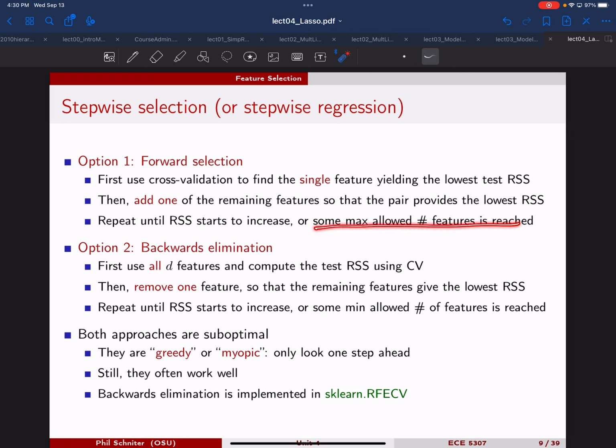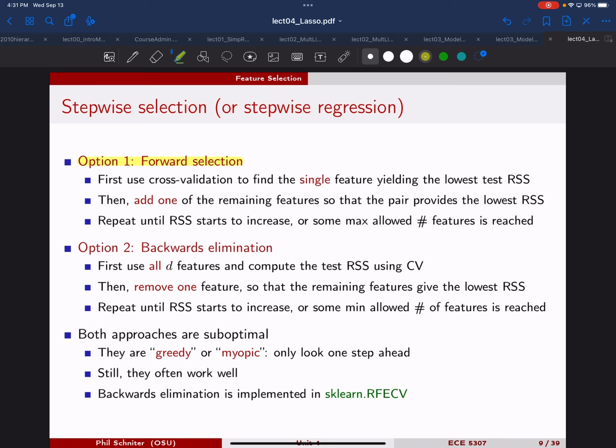Another way to stop it early is sometimes maybe you have thousands of features. You're just going to say, just find me the best up to 100. Beyond that, I'm not going to search for them. So you have a max allowed number of features that you preset. So both of those can get you a reasonable number of features. Okay, so that's forward selection. Any questions about how that works? Okay, is that pretty clear?